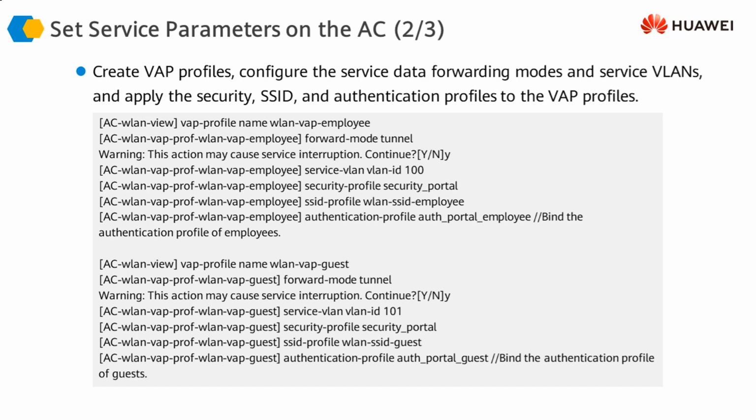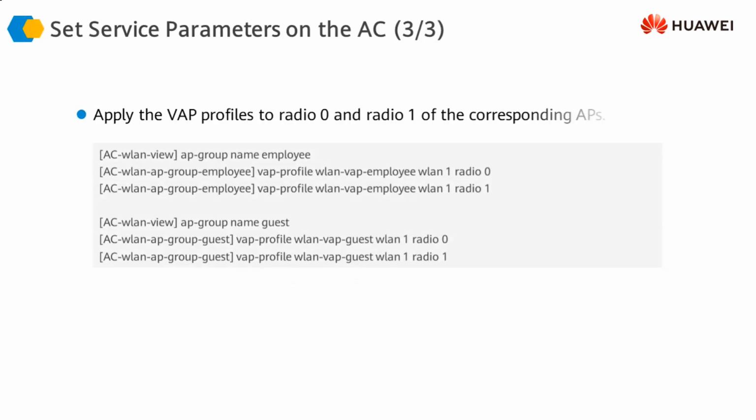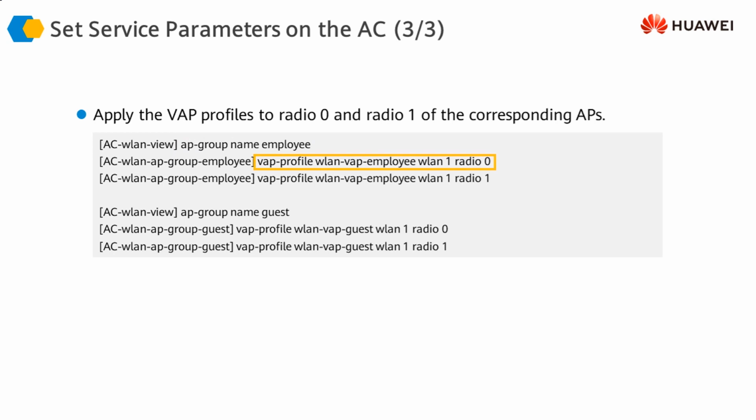And in the last step, we are going to associate or apply these two WAP profiles to the AP groups which we configured already. So we go to the AP group employee and we apply the WAP profile for employees to radio 0 on this AP and to radio 1 on this AP. Similarly, we go to the AP group guest and we apply the guest WAP profile to both radio 0 and 1 on this AP group. So this is the configuration on the wireless access controller.